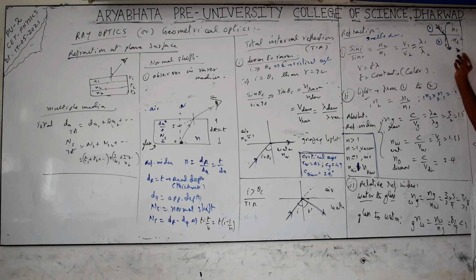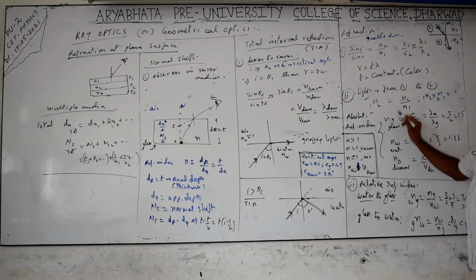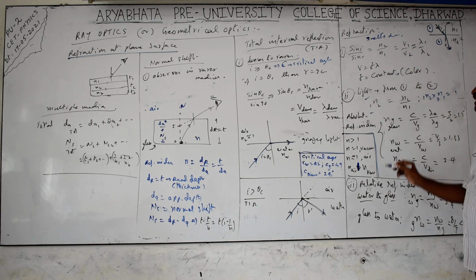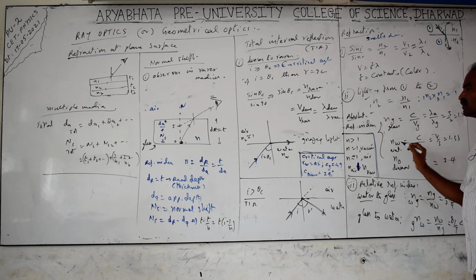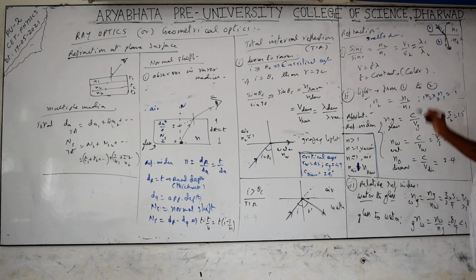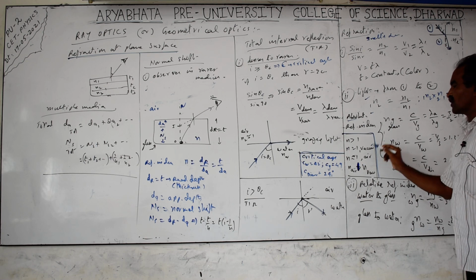The refractive index with respect to vacuum is called the absolute refractive index. If you take only glass, n glass means glass with respect to vacuum or air. The absolute refractive index is always greater than 1, first point. Second, for vacuum n equals 1, because if you are taking vacuum, the two mediums are the same and the velocity is the same, so it is 1.